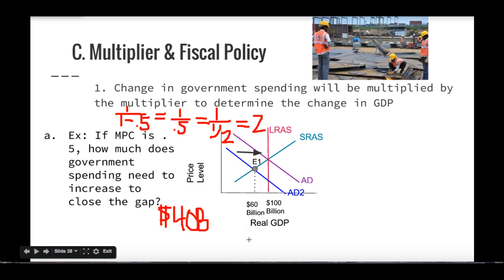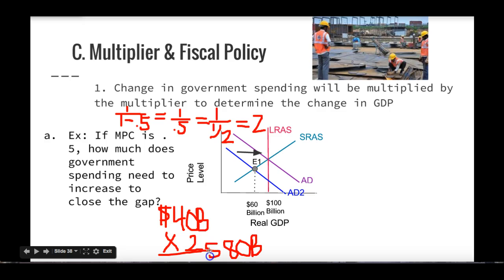Okay, so if our multiplier is 2, that means we're going to take whatever spending the government does and multiply it by 2, because every time they spend, there's going to be income for somebody else, where they're going to save some and spend some, and the next round save some, spend some, all the way around. So we're taking 2 times whatever the government spends. So if we did $40 billion, we'd have to multiply it by 2. And so then we'd actually have $80 billion as how much our GDP would increase by.